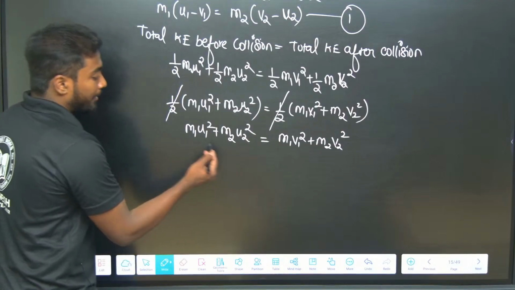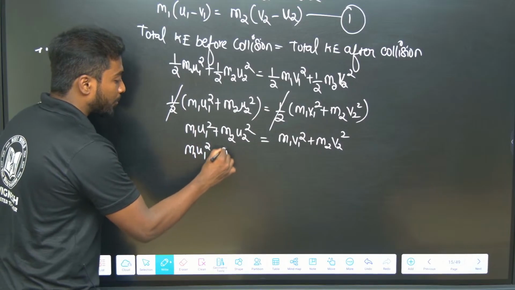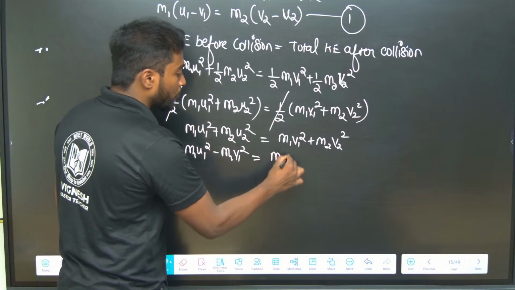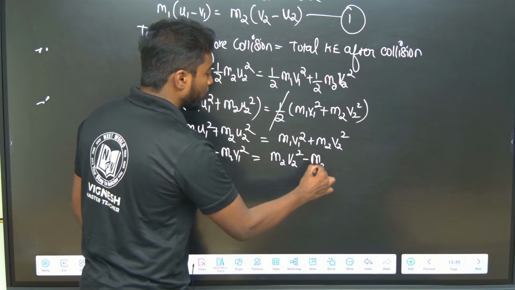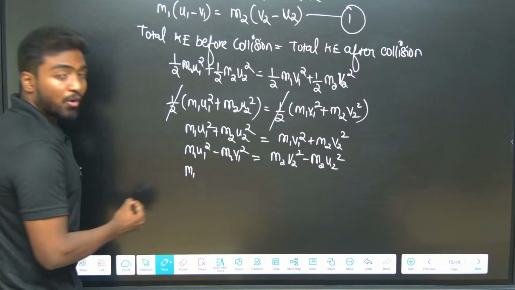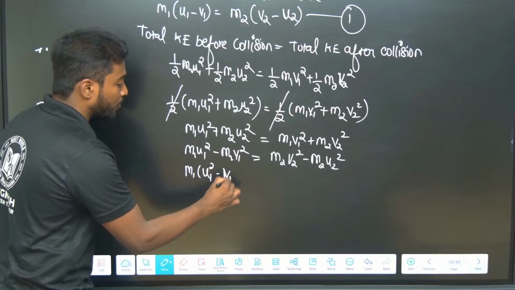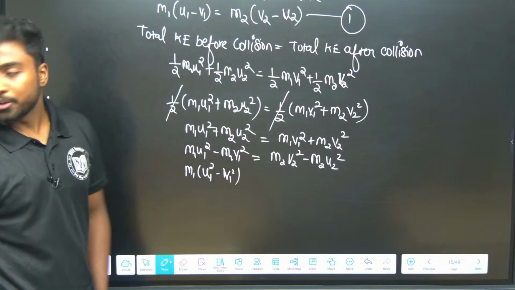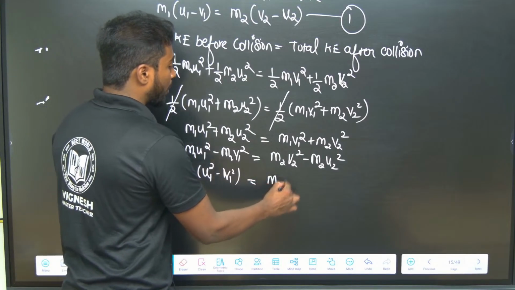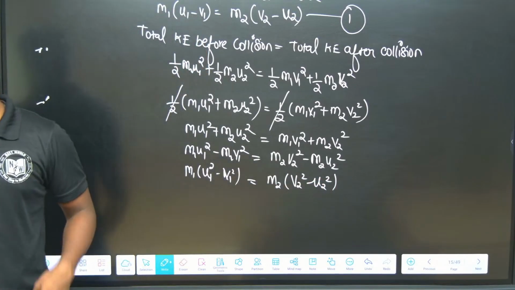Okay, now similar thing, m1 u1 square minus m1 v1 square should be equal to m2 v2 square minus m2 u2 square. Now here again I can take m1 commonly outside, which is nothing but m1 of u1 square minus v1 square should be equal to m2 of v2 square minus u2 square. Correct? Yes.